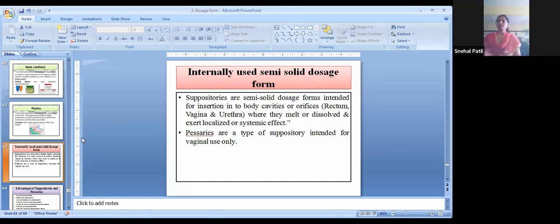So here they melt or dissolve and give an external, localized or systemic effect.